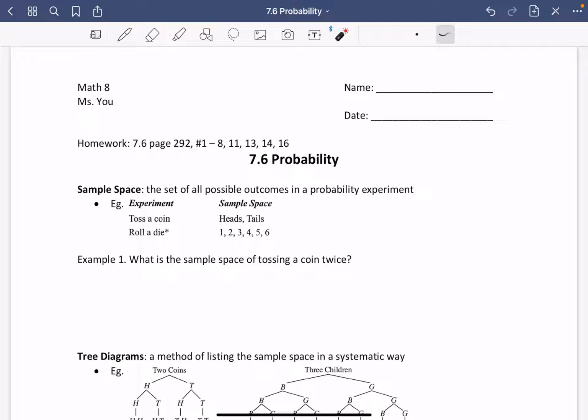Hello everyone. Today we'll talk about section 7.6, probability. Before we talk about how to calculate or what probability is, we want to discuss some terminology first.